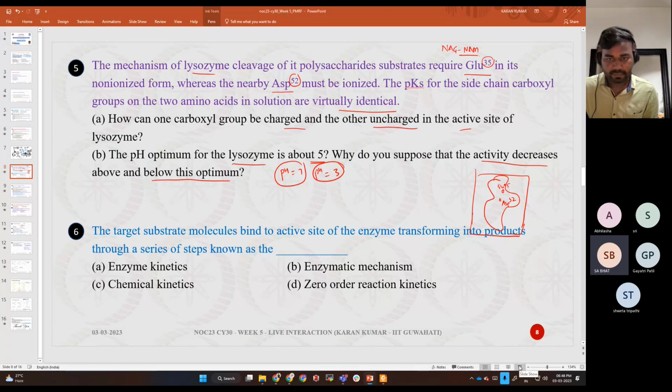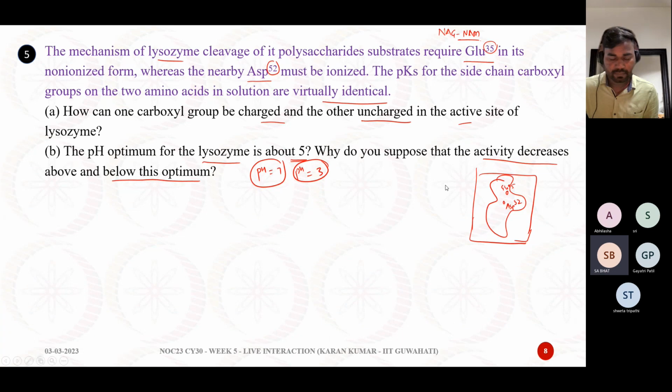Yes, sir. Regarding option B, I think since lysozyme acts at its optimum pH, decreasing or increasing the pH will affect its activity, since every enzyme has a specific optimum pH. On option A, I am not able to understand it. No, option B, it is given in the question itself, right? The activity decreases. But I want to understand why, what is the mechanism?